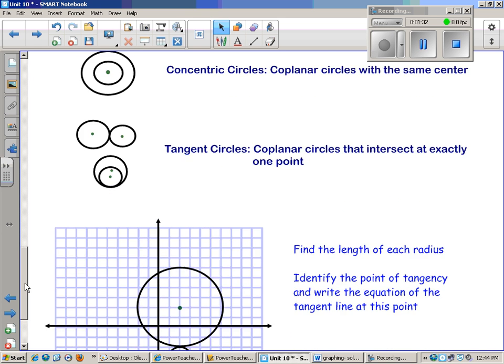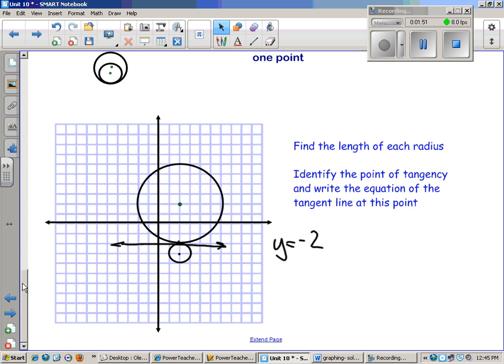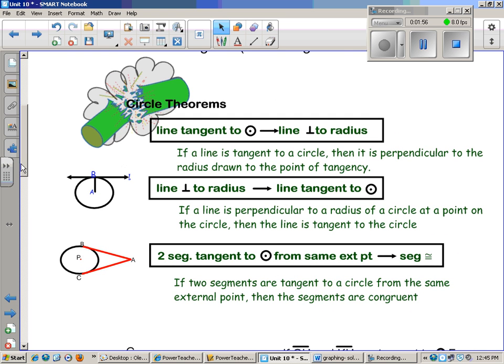And then we wrote an equation for a graph, right? We found the point of tangency, like this was 2, -2, and then we came up with an equation of that line, y equals -2. And then we started talking about the meat of this section, the last target, which is to talk about the relationship between tangent lines and radii.